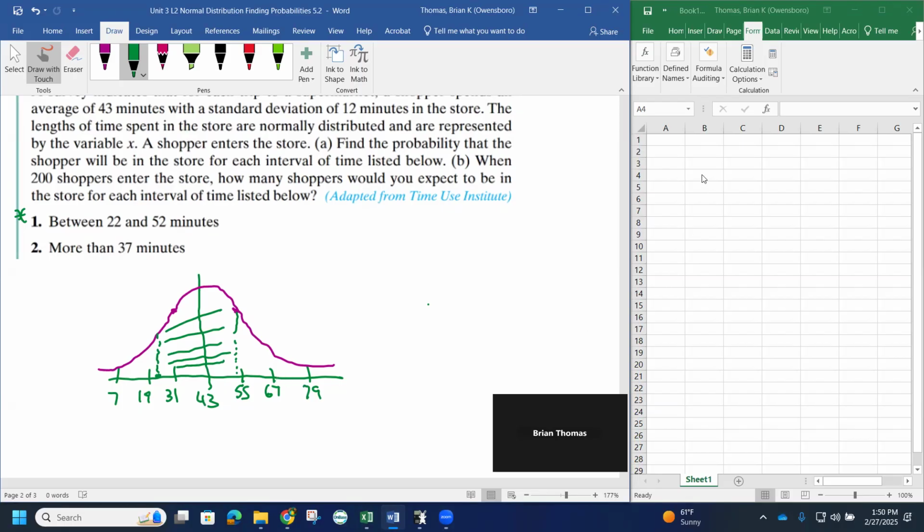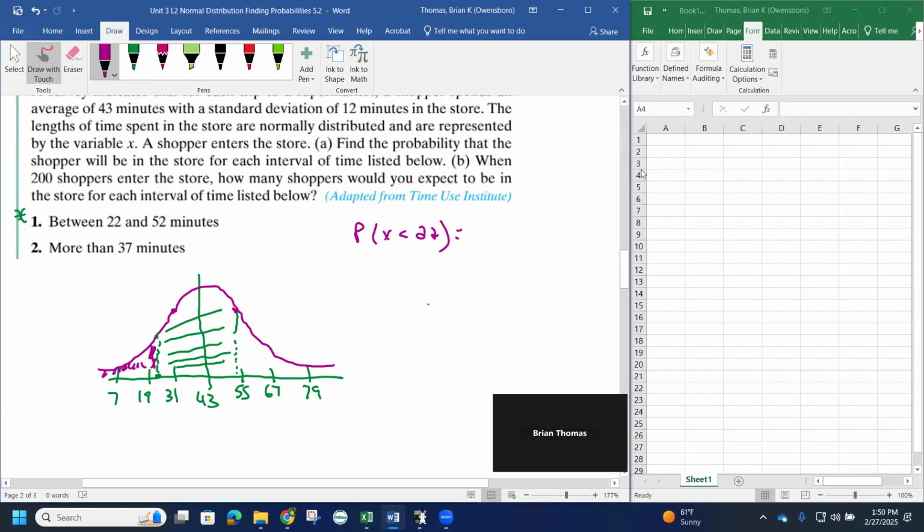Now remember, in Excel, we can do cumulative probability. So I can do the probability from the left side to the right side. We can do from here all the way over to here. So that's going to be the probability of X being less than 22. So we could do that to start with.